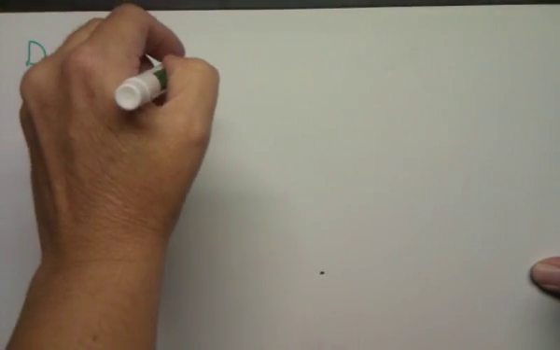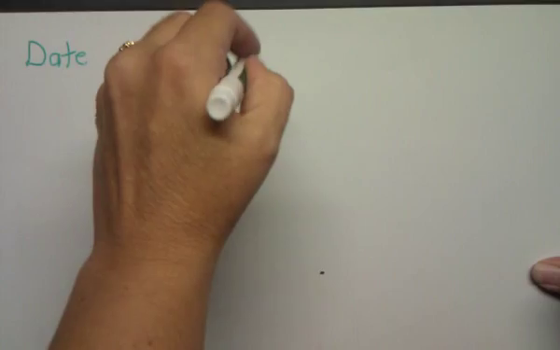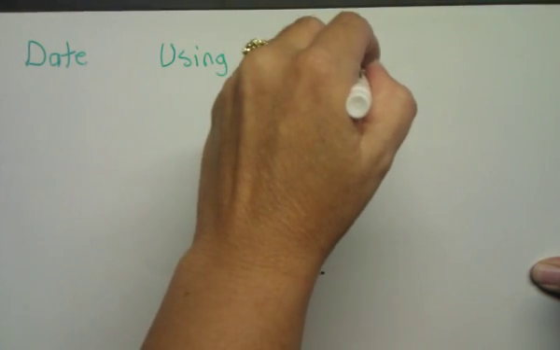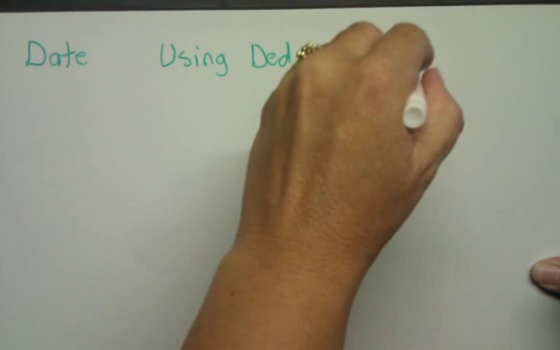Okay? So go ahead and skip a space and put today's date. This is called Using Deductive Reasoning.